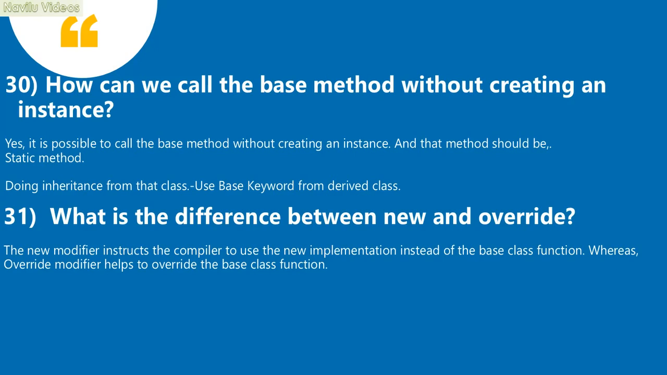31. What is the difference between new and override? The new modifier instructs the compiler to use the new implementation instead of the base class function, whereas the override modifier helps to override the base class function.